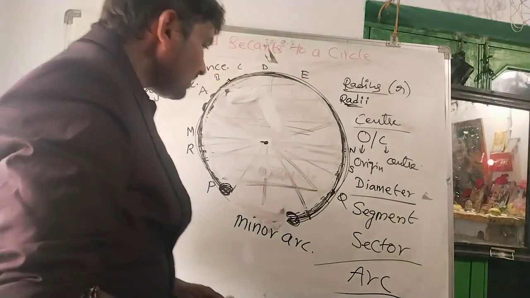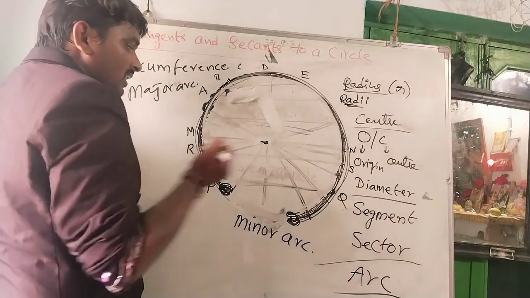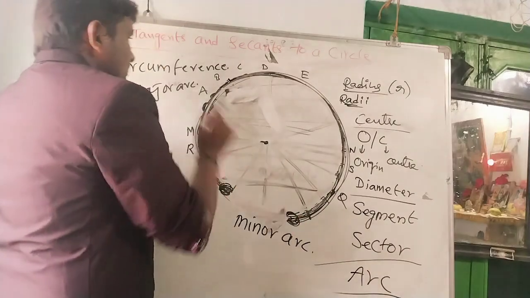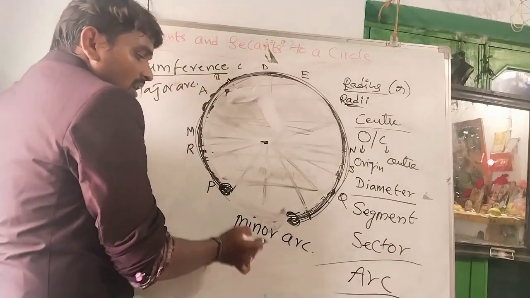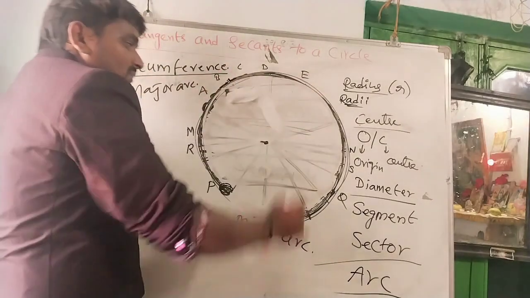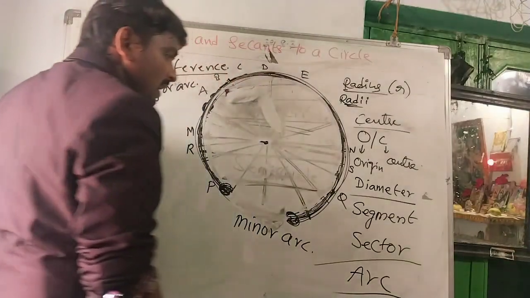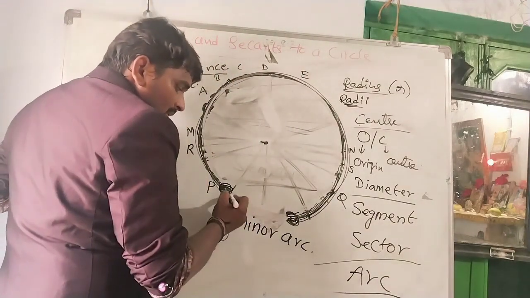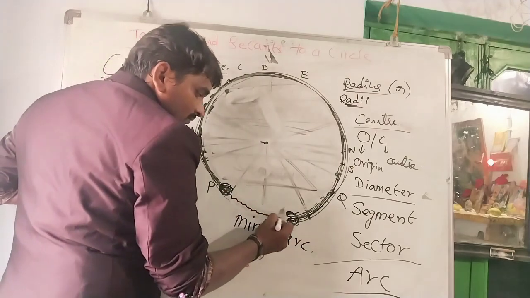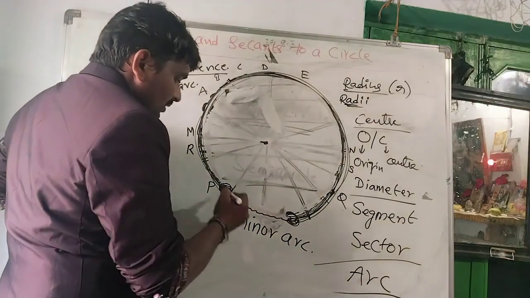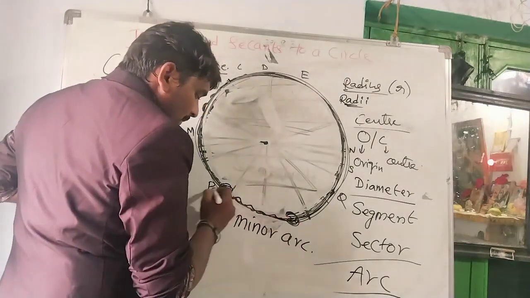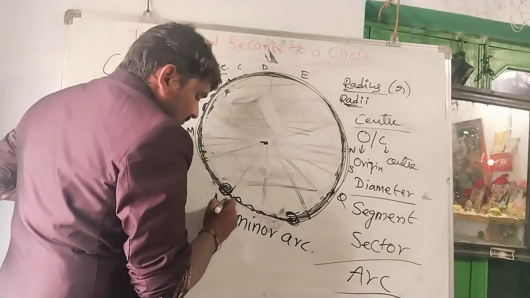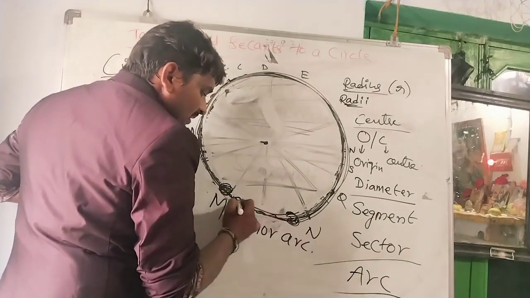Right? Next one, segment. What is arc? A small part of the circumference of a circle is called arc, or a small part of the circle is called arc. Next one, segment. Segment means take one arc. Is it an arc or not? It is an arc.